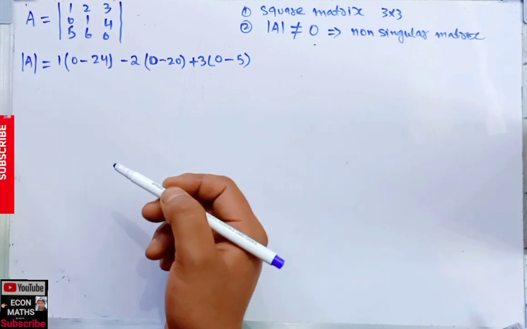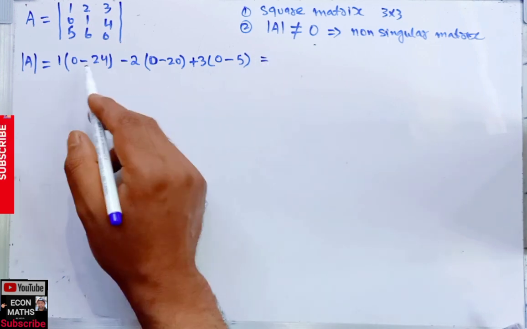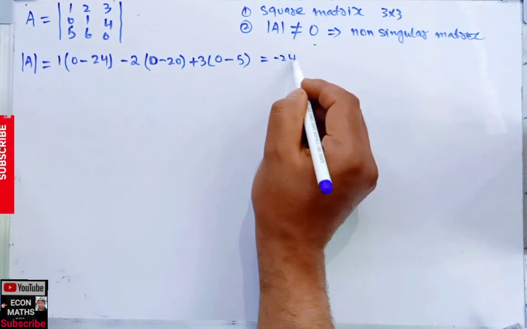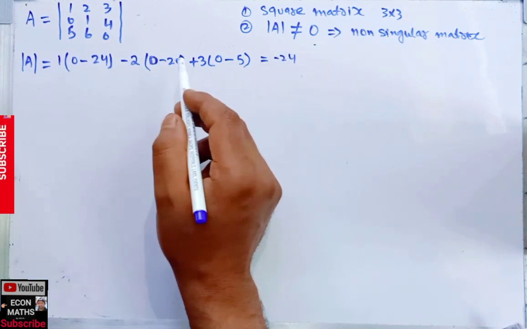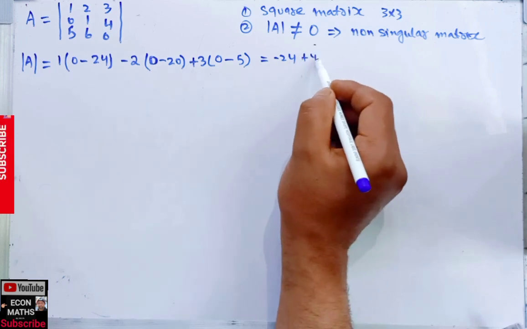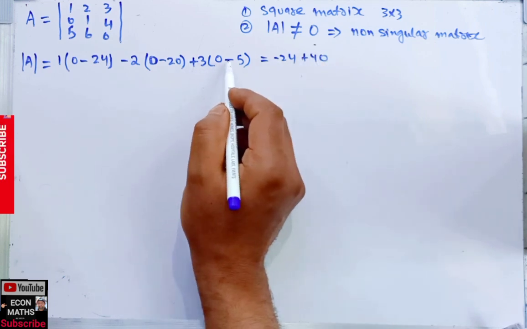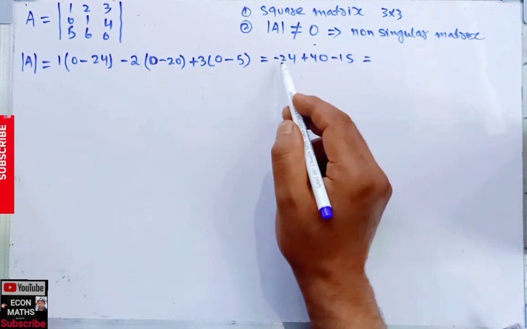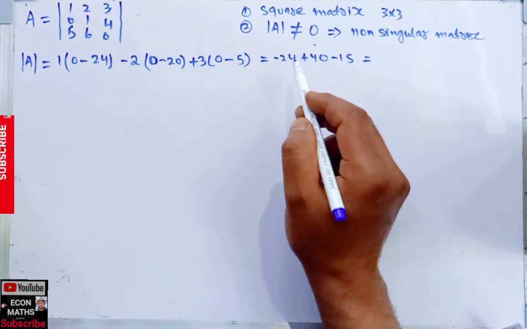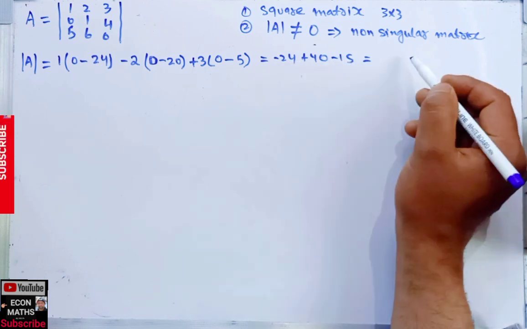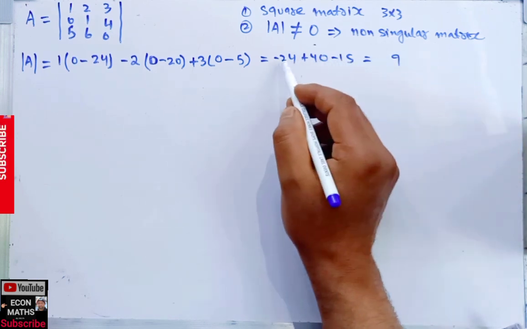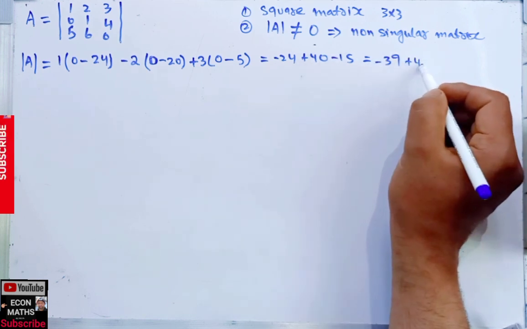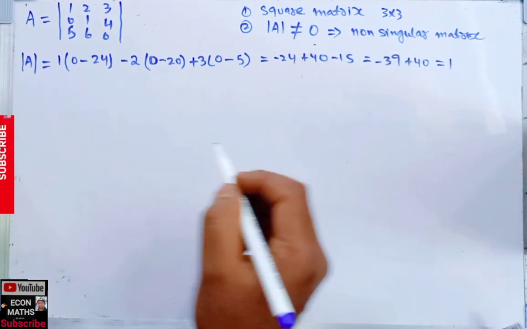Now solving this will give us, here it is minus 24 times 1, that is minus 24. Now here minus 2 into minus 20 is plus 40, and here minus 5 times 3 is minus 15. Now minus 24 and minus 15, that is minus 39, plus 40, that is equal to 1.